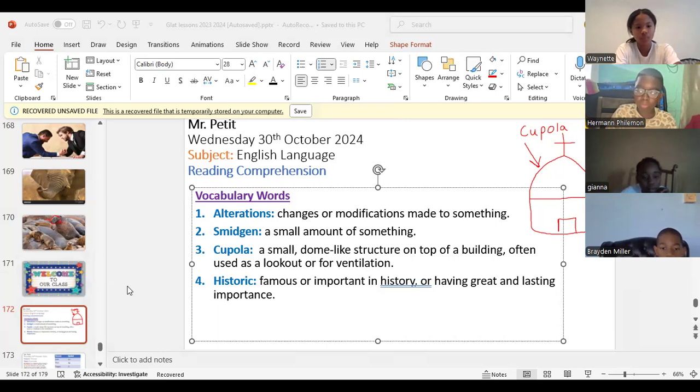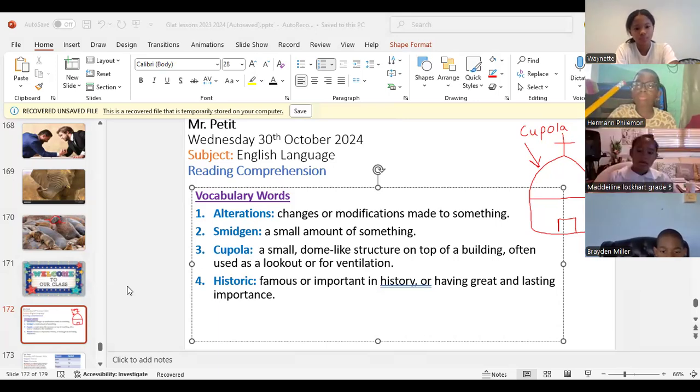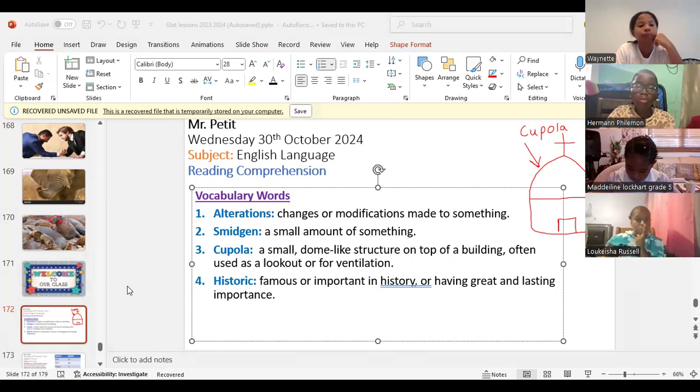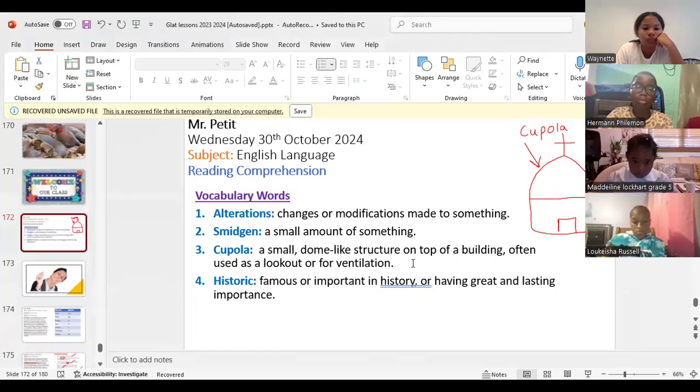Read the definition of historic for me. Famous or important in history or having great and lasting importance. Very good.